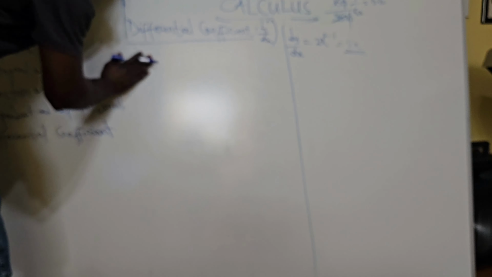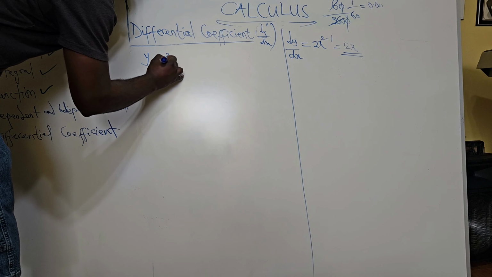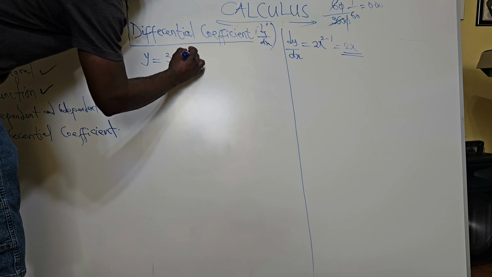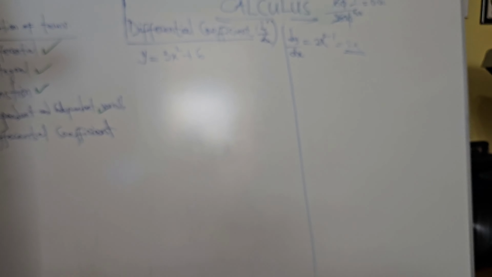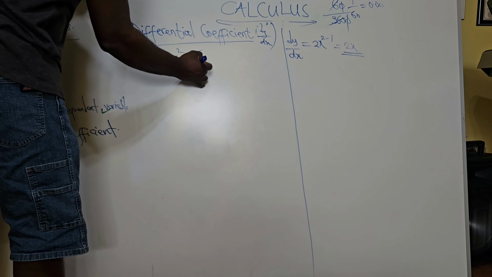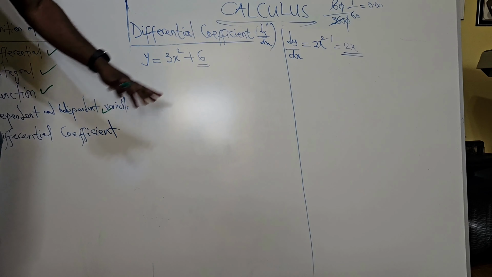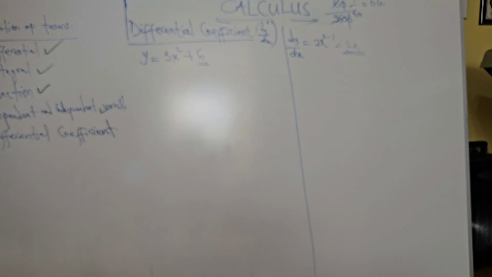So you have that y is equal to 3x squared plus 6, okay? You have a constant in there. We call this a constant because it's not a variable, it's a constant. We know what the value is, okay? It's not going to change. X is a variable, it might change. But we know that 6 cannot change because 6 is a constant. That's why we call it a constant.